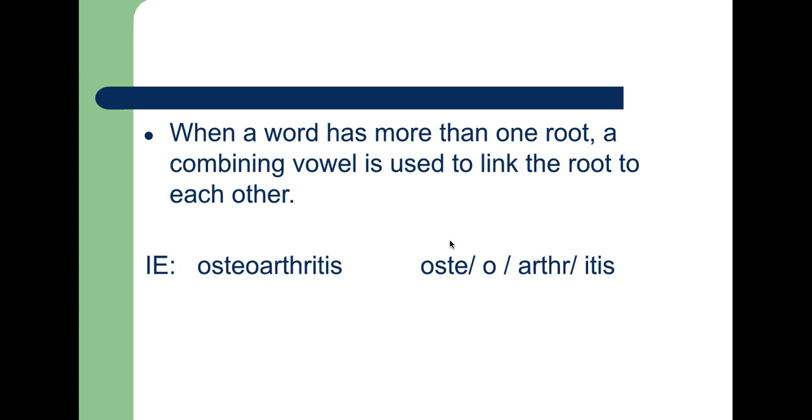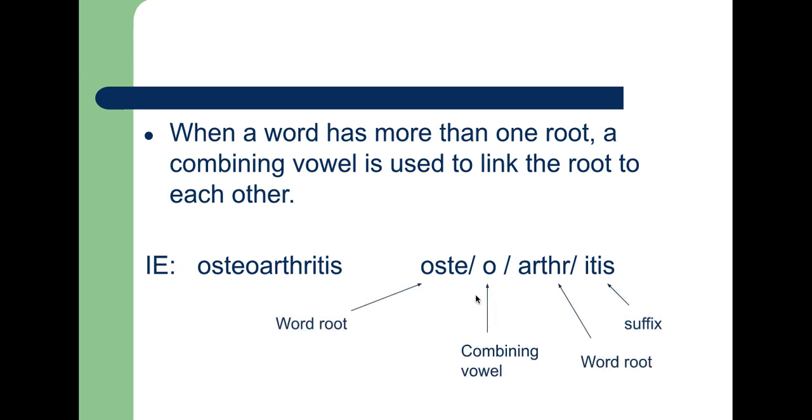Osteo means bone. So when you break it down, it's got two word roots, osteo and arth. The combining form is the O. Even though arthritis starts with an A, it'd be really difficult to say osteoarthritis. I can't even say it. So they put the O there, so it's osteoarthritis. And the suffix is inflammation of. And we just use these slashes to make them into separate elements.